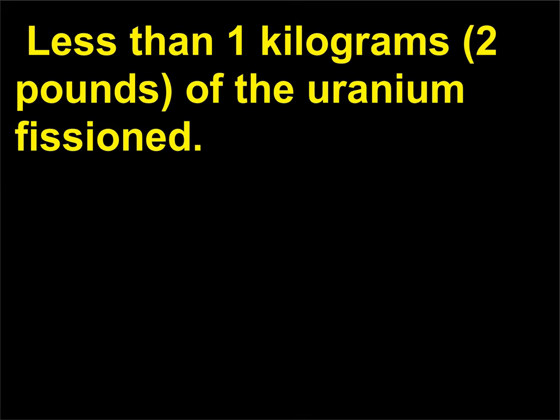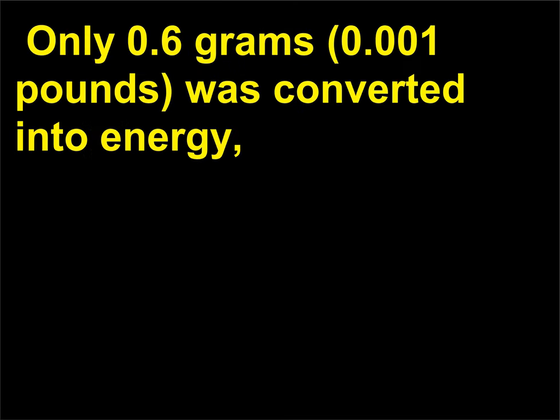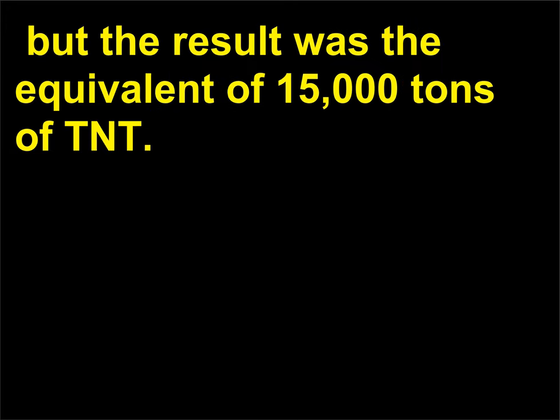Less than 1 kilogram, 2 pounds, of the uranium fissioned. Only 0.6 grams, 0.001 pounds, was converted into energy. But the result was the equivalent of 15,000 tons of TNT.